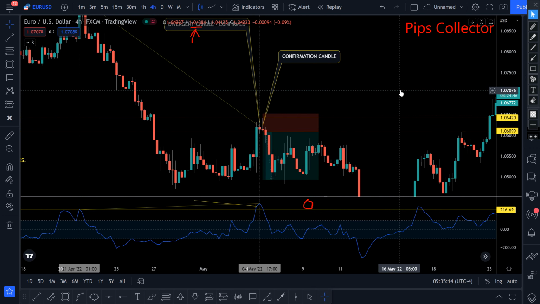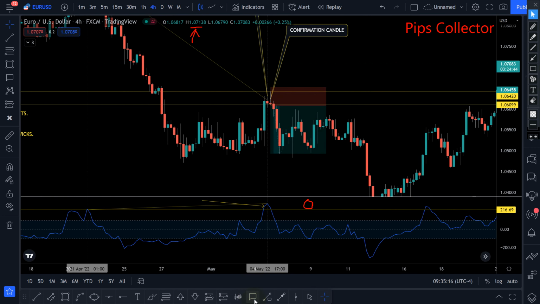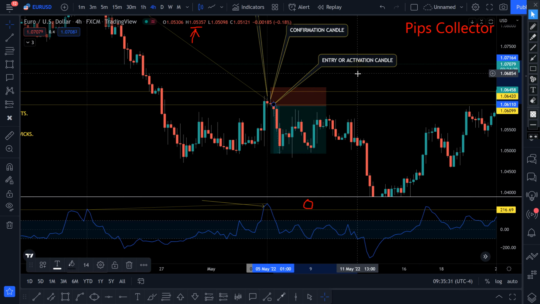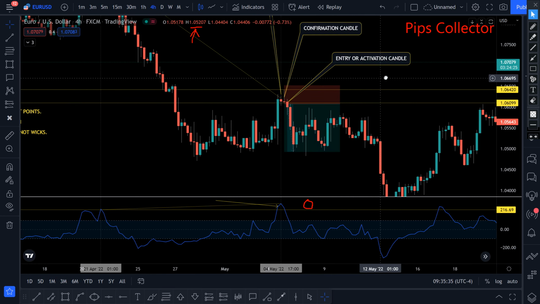Okay, now the next candle we are looking at is this candle, which is the entry or activation candle. This is a second important candle, very important. I will explain why I said it's important.